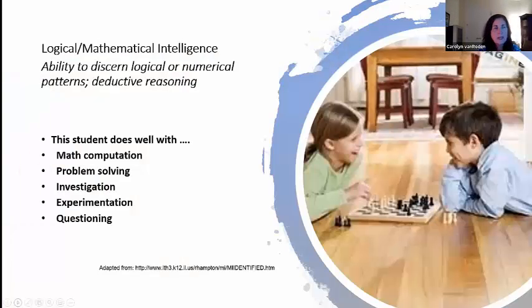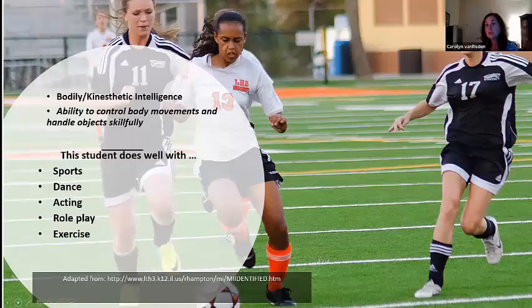If you're logical and mathematical, it's the ability to discern between your logical and numerical patterns. Students who do well with mathematics, problem solving, even looking at experimenting, scientists, okay? Even those that like to question, why did Alexander the Great do what he did? Why didn't he do this? They're very interested in taking that next step, even in social studies. So that's what I'm telling you. It's not just mathematical, it's looking at the logic in it.